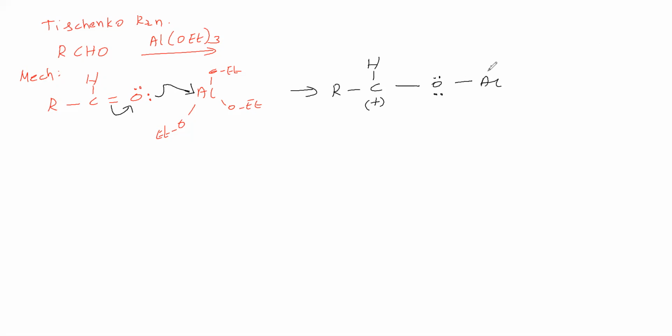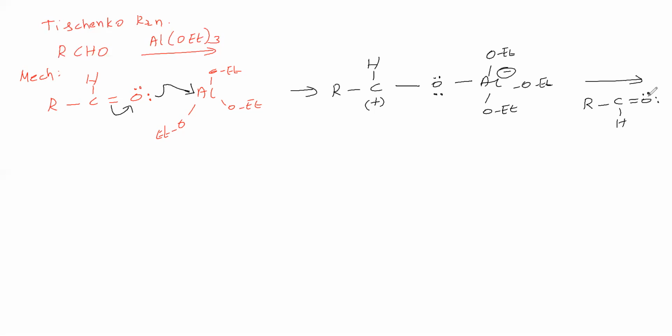Here is the aluminum methoxide. Aluminum gets a negative charge because it has received the bond without contributing an electron. Okay. Now, another carbonyl group we will take. Another aldehyde we are taking.